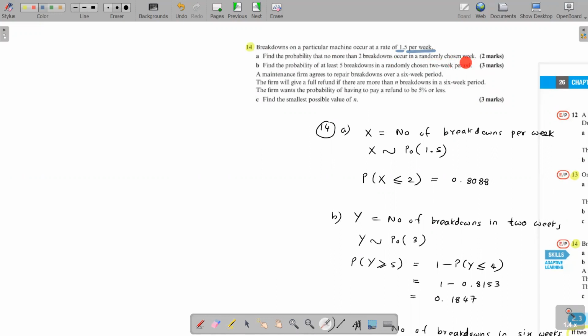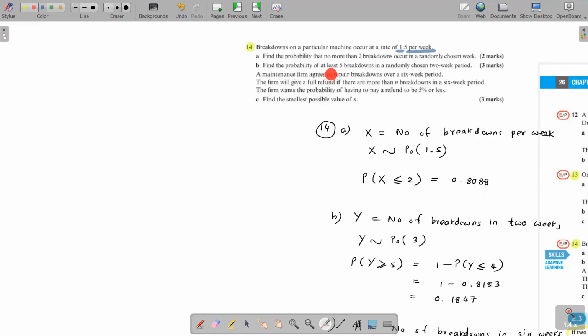So I'm still going with the week here, which means we define capital X, our random variable, as the number of breakdowns in a week. So X follows a Poisson distribution with lambda value 1.5. I want the probability of no more than 2, which means less than or equal to 2. Do you agree? No more than 2 means less than or equal to 2. Again, really easy. You go to the Poisson table, go to lambda 1.5, go to sample X value 2, and you can immediately get the answer. So this is not hard, right? We'll move on to part B.